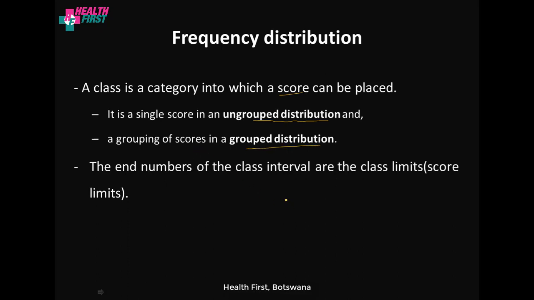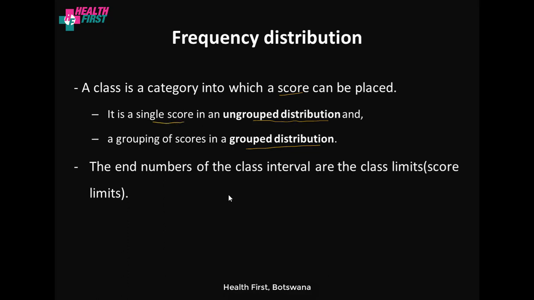So the difference between a grouped and an ungrouped distribution is that a grouped distribution, which is what you will most usually come across, is a situation where you summarize your data points by grouping them into classes. The reason we do this is to simplify our analysis. So instead of having single scores, you group them.